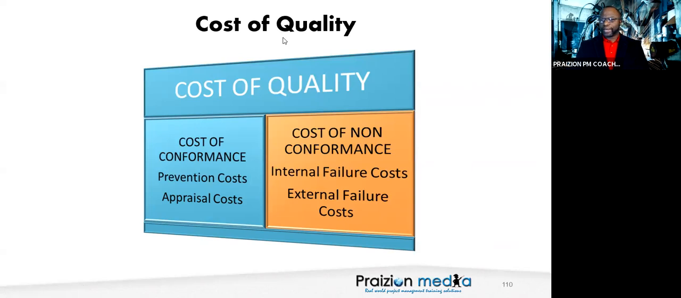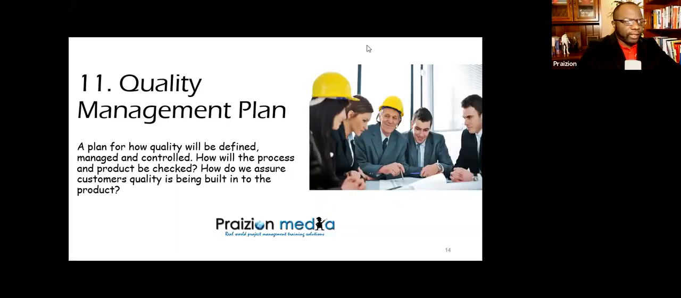Let's take a look at that. And here is our definition for the quality management plan. It's a plan for how quality will be defined, managed, and controlled. How will the process and product be checked? How do we assure customers that quality is being built into the product? These are some core questions that your quality management plan should answer.